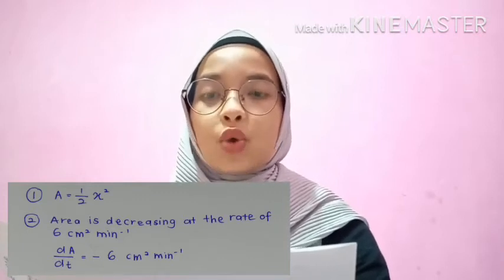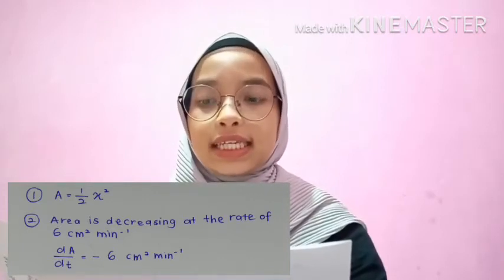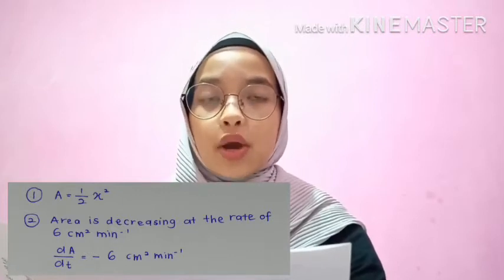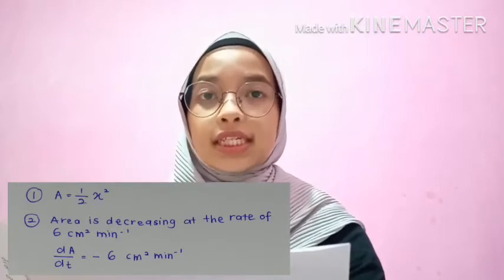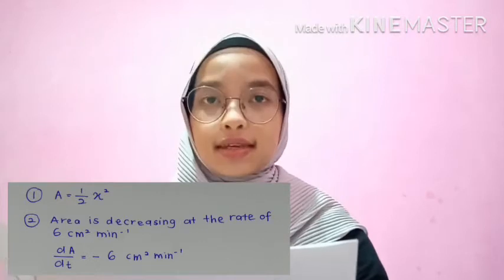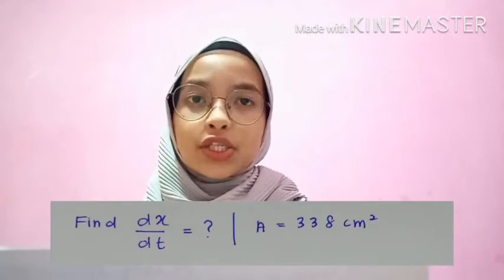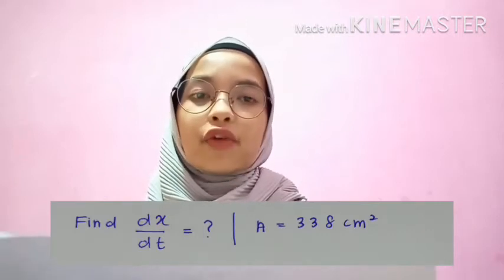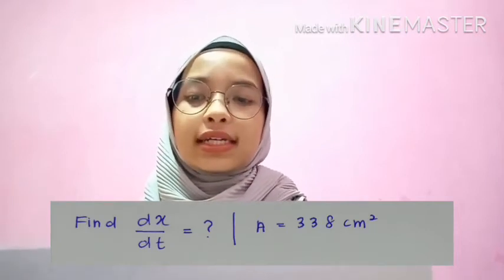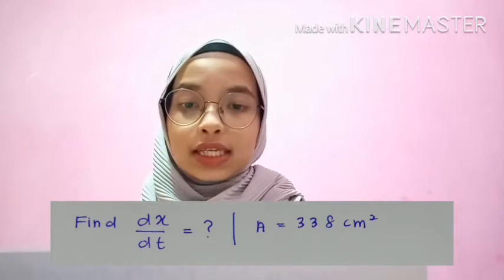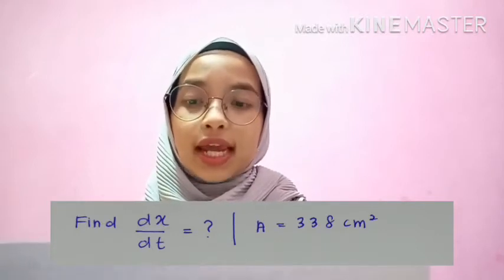So, that means we got dA/dt equal to -6 cm² min⁻¹. We must put in the negative because the question said that the area is decreasing. Okay, now we must know what the question wants us to find. In this question, we must find the rate of change of the side x when the area of the triangle is 338. So, that means we must find dx/dt when A equals 338.